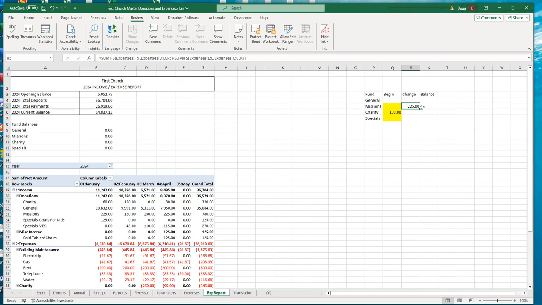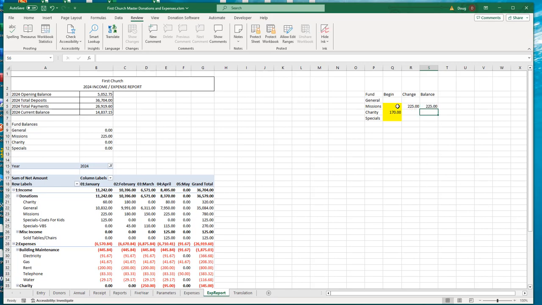Now that that works, we're going to finish this off by saying that our true balance is our beginning balance plus the change.